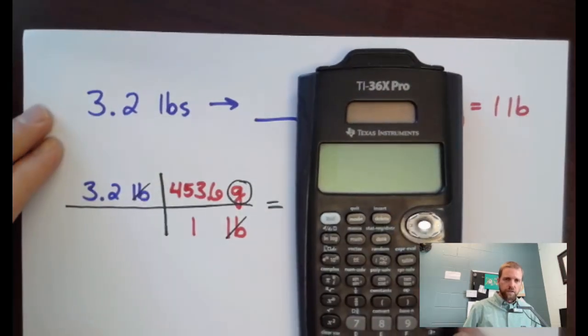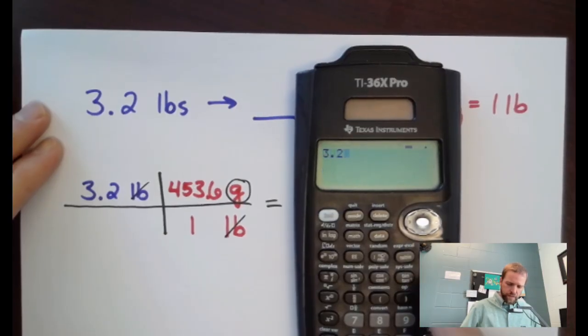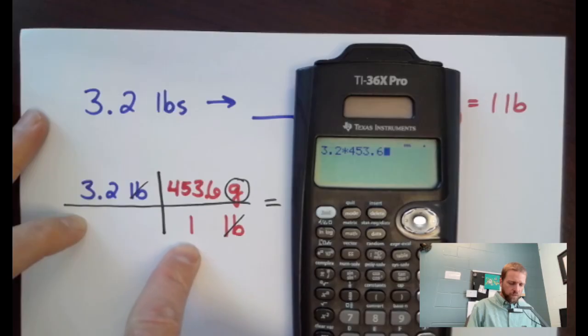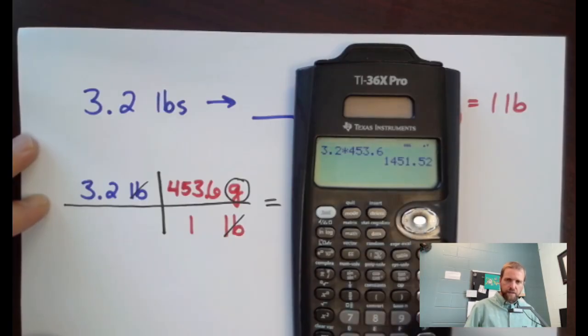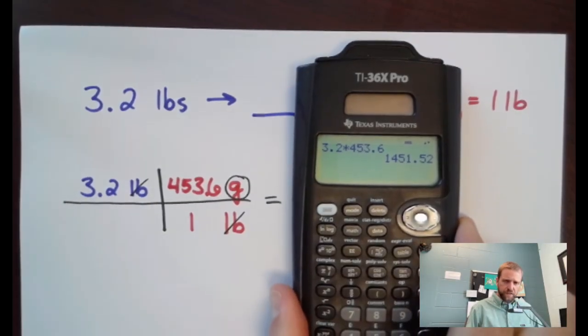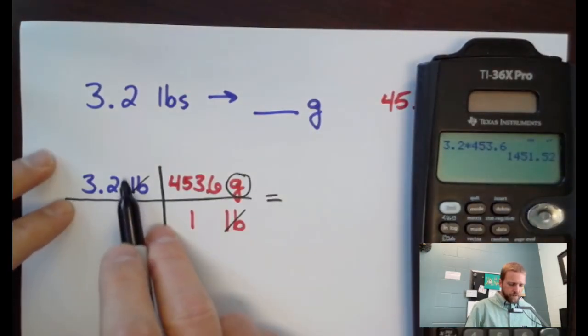So we take our calculator and we put in 3.2 times 453.6. And then if you want to, you can divide by 1, but we know that anything divided by 1 is just the same thing. So we can ignore that, hit enter, and then I have 1,451.52. Now the rules of significant figures tell me that I want to keep the fewest number.